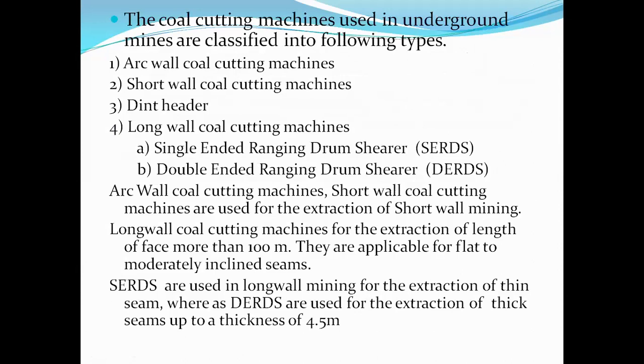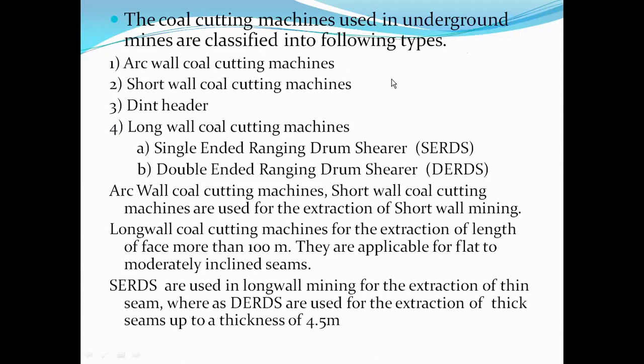Okay, let's discuss further on coal cutting machines in underground mines. The coal cutting machines used in underground mines are classified into the following types. Number one, arc wall coal cutting machine. Number two, short wall coal cutting machine. These are legacy machines which are not that frequently used.